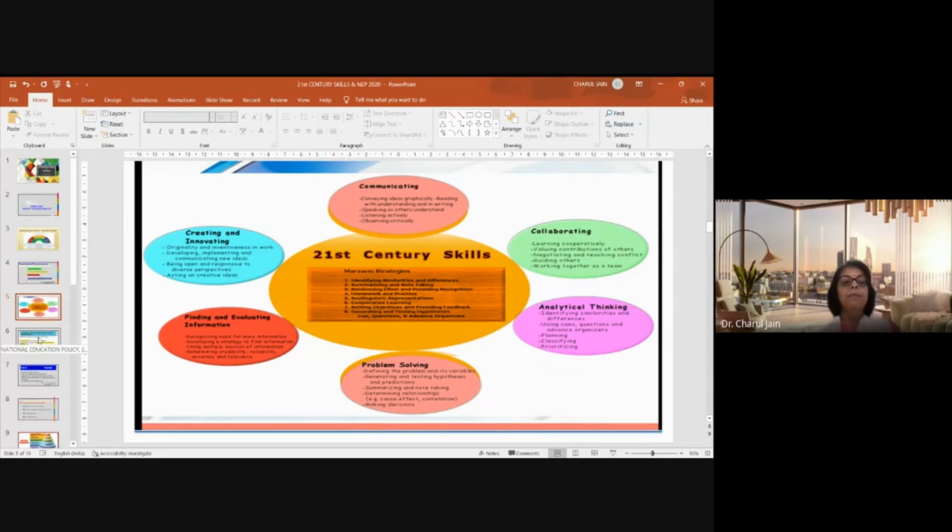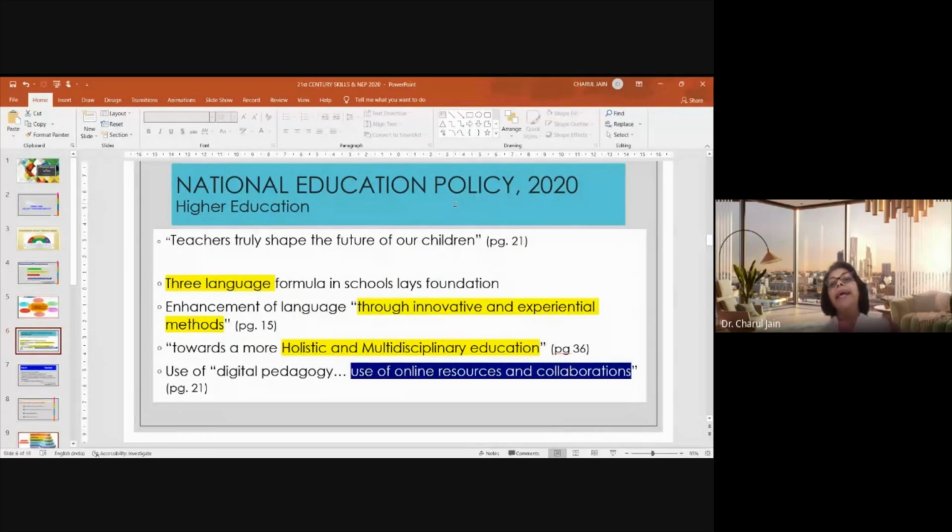And as a result, you see that the education policy has also changed. I am not going to talk in detail about education policy. I am going to limit myself to how the 21st century skills are reflected in the education policy which came out in 2020, and I am only limiting myself to the higher education scenario. One of the very significant comments in the National Education Policy, which I have lifted from there, and I quote, "Teachers truly shape the future of our children."